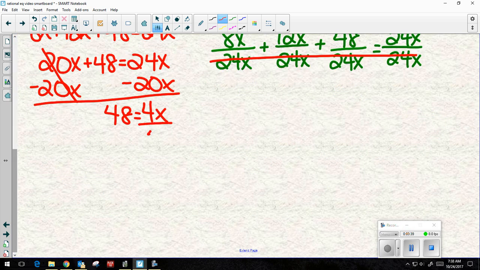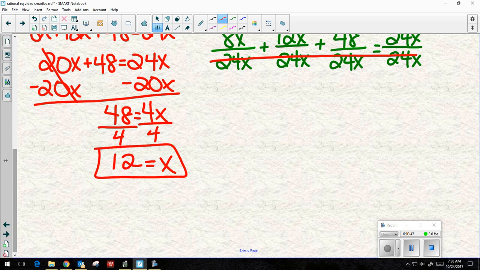And now I can divide 4 on both sides. So x equals 48 divided by 4 is 12. So it takes Gabriella 12 hours to paint the room by herself.